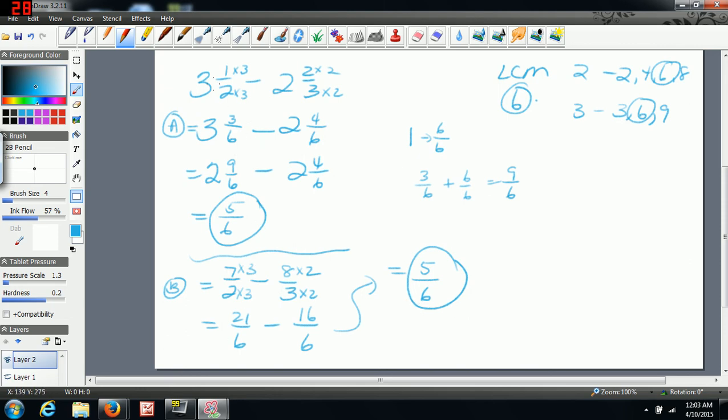Okay, so as you know, to convert this to improper, we just do 2 times 3, which is 6, plus 1, 7 over the bottom number 2. And then here we did 3 times 2, which is 6, plus 2, 8 over 3, the bottom number here, 3. That's how we convert them to improper. And then from there we worked on getting common denominators, etc. Okay? So that's our lesson.